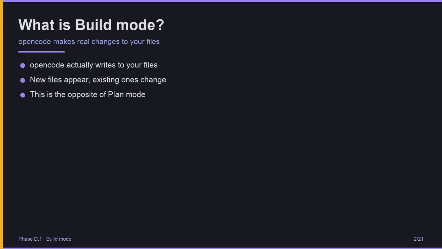Build mode is the second way OpenCode works, and it is the one where things become real. In build mode, OpenCode does not just think and propose. It actually makes changes to your files. A new file might appear on your disk. An existing file might gain a new line. Whatever OpenCode described in its plan, it now does for real, and saves it.